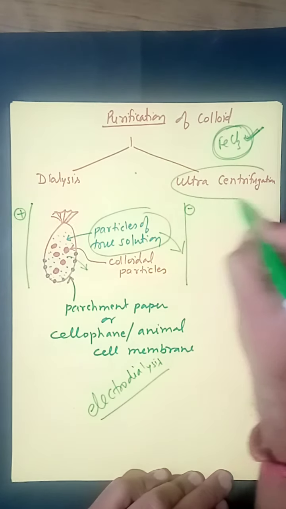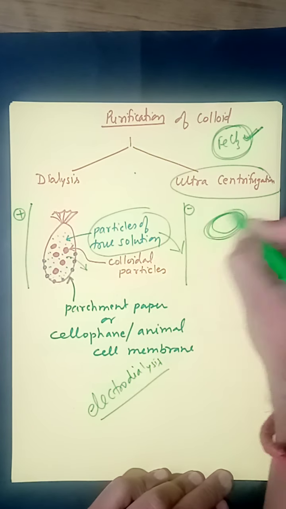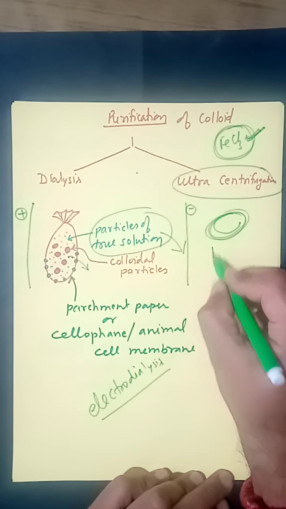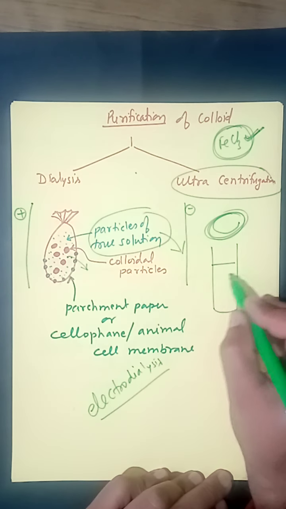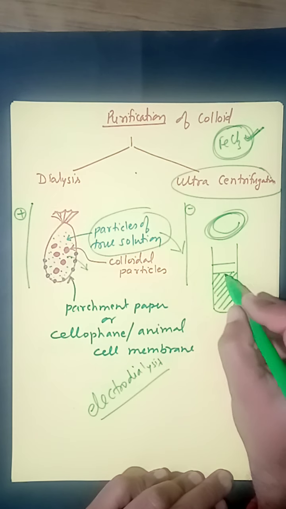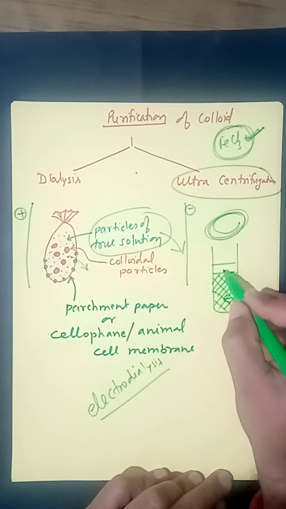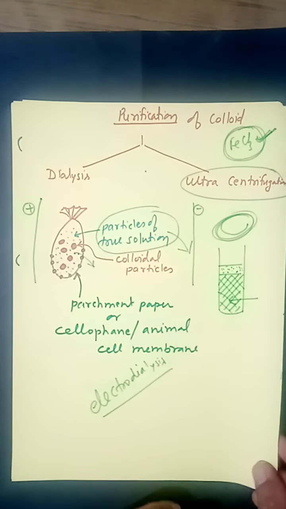Another method is ultracentrifugation. Centrifugation means you rotate a substance at very high speed. When you rotate, the particles settle down according to their size and gravitational force. So when you rotate the impure colloid at high speed, the bigger colloidal particles settle down at the bottom and the smaller particles of true solution remain on the upper side. So this is ultracentrifugation, rotation at high speed.